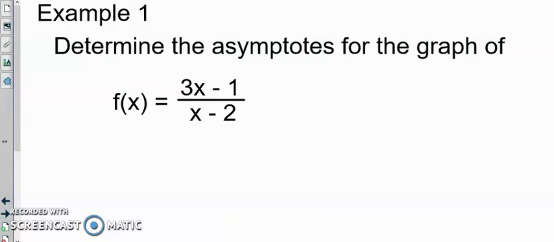Now, we have made it to example 1. The example 1 that's amazing because it's rational functions. That's all. Because it's a rational function. It's amazing. All right, so here it says we're going to determine the asymptotes for the graph of f of x equals 3x minus 1 over x minus 2.